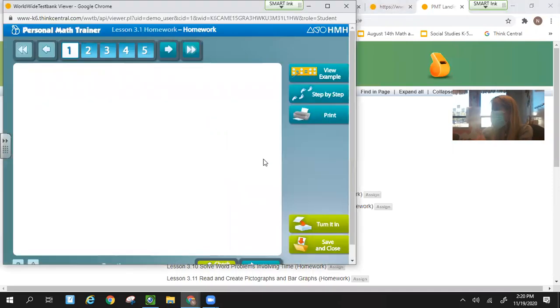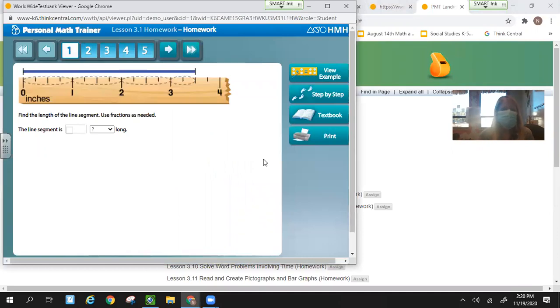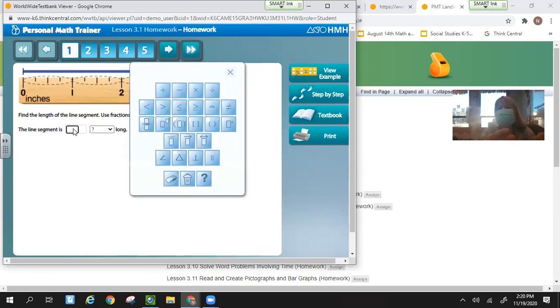All right, so we were a little confused. It is a tool, and sometimes these tools get in our way. So for example, this says find the length of the line segment. Use fractions as needed. Do you guys think I'm going to need a fraction to measure that line segment? Well, let's count how many inches. 1, 2, 3, and 3.5. So watch what happens. When I click on the box, this toolbar kind of comes up. If you click on the fraction tool first, it's going to mess you up. Don't do it. You first have to type in the number of whole inches, your whole number. And what did we say that was? Three. So I first type in the 3 to represent 3 inches.